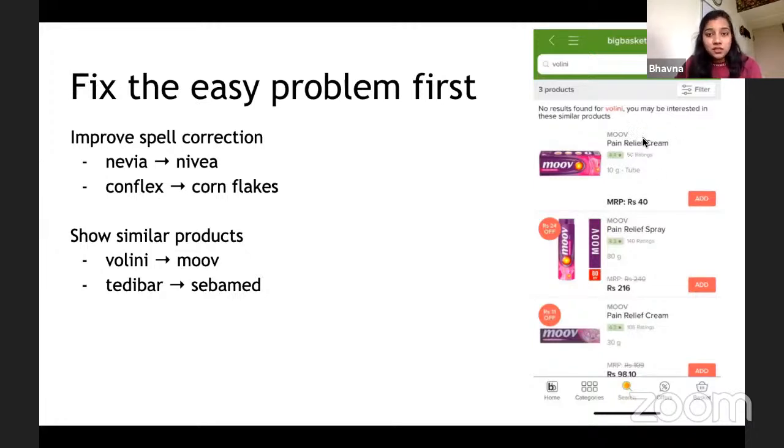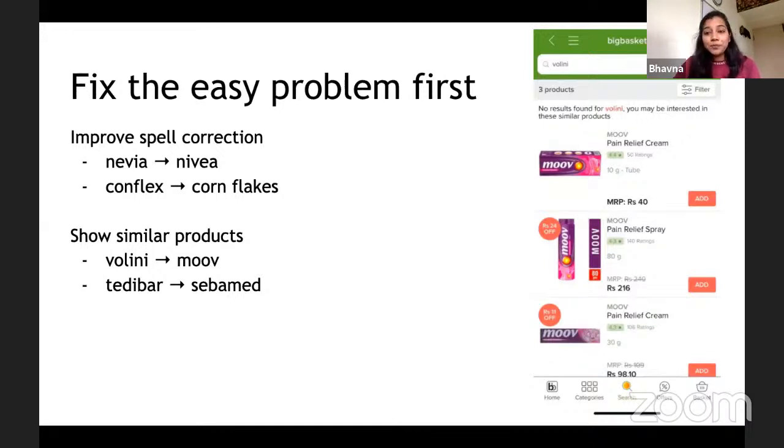That is the screenshot that you see here: no results found for Volini. You may be interested in these similar products, and we showed Move products. So here we did two things. First, instead of showing a no results page for Volini, or, let's say, correcting it to volumizing, which is completely irrelevant, and users will feel, what is the search even doing?